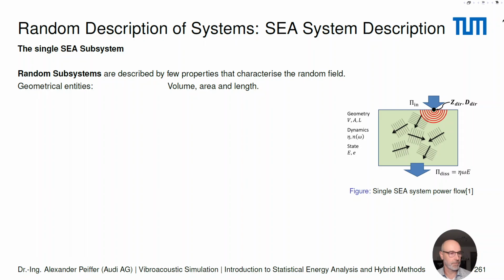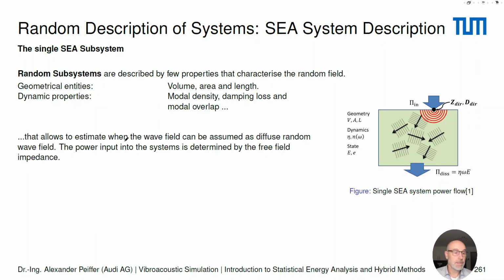Let's start with the global description. So first of all, we take the very simple case. We take a single SEA subsystem. This is described by very few properties that characterize the random field that is inside the subsystem. And for this, we need just some geometrical entities like the volume, the area, and the length of this subsystem. We need some dynamic properties, so the modal density, as shown in all the system descriptions before, the damping loss, and the modal overlap.